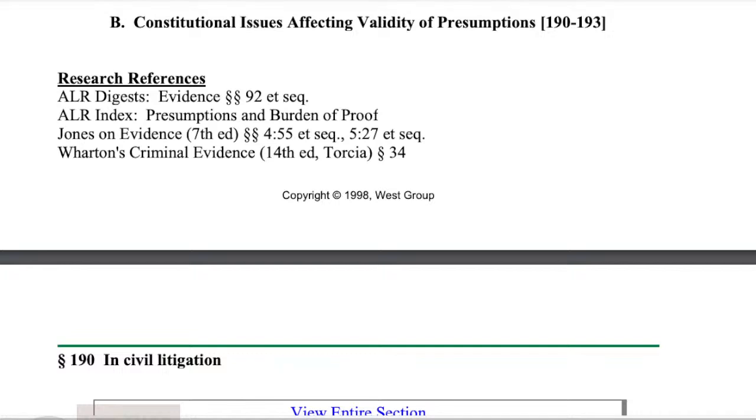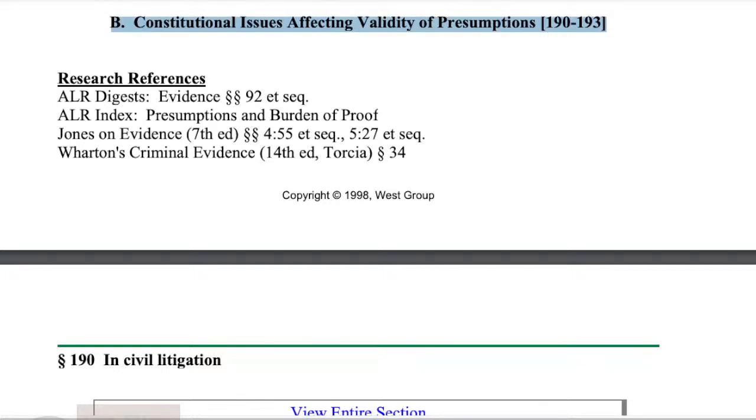So we've successfully completed letter A of Law of Evidence, which went over presumptions. Now we're going over letter B, which is constitutional issues affecting validity of presumptions. Section A was rather large and lengthy and detailed, but from that we get a very deep understanding of the law of evidence regarding presumptions. So, that said again, let's get started.